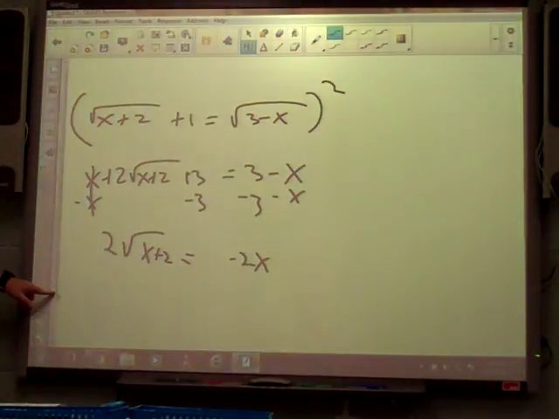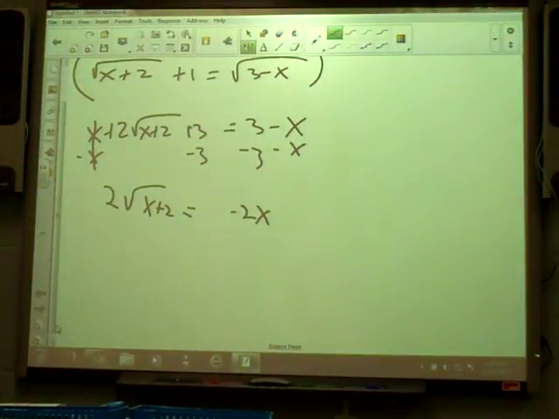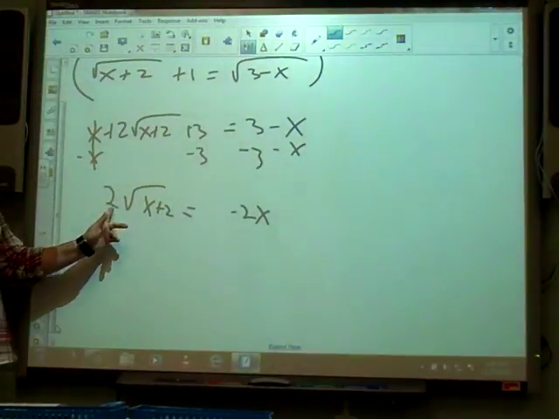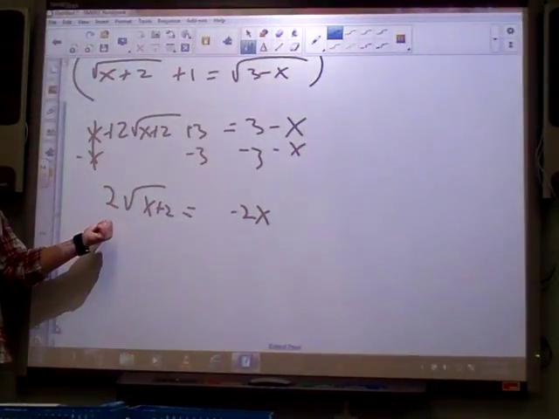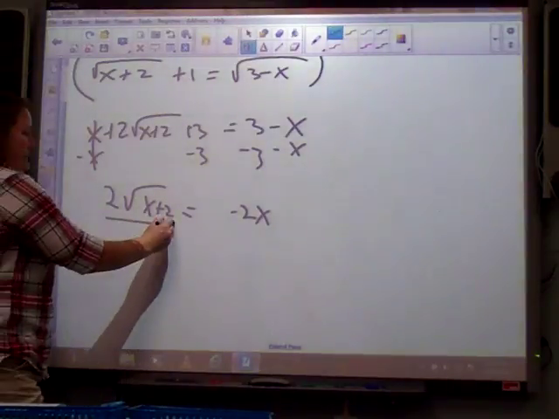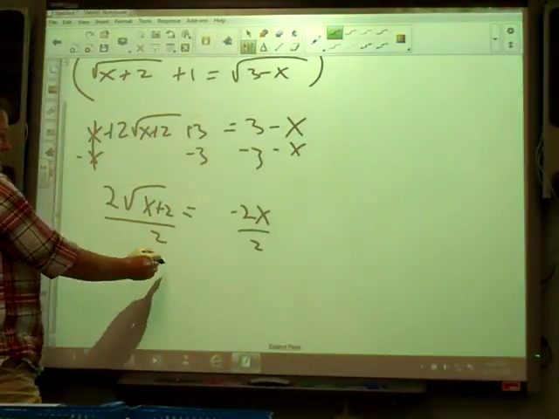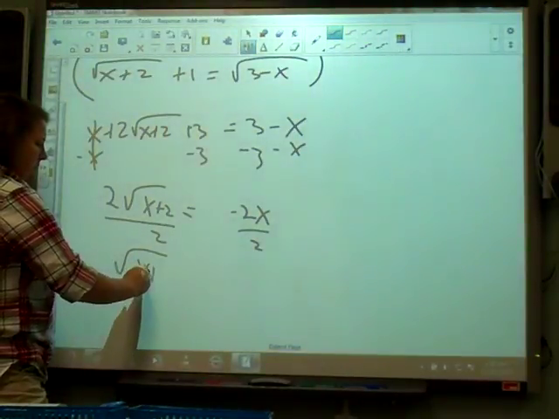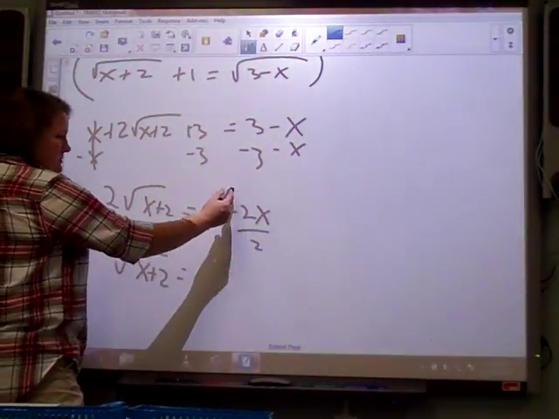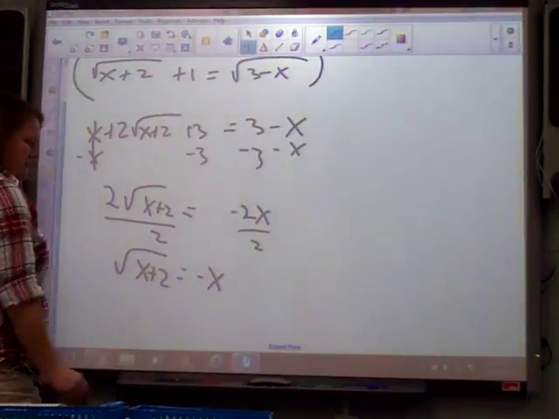Alright, that's going to work a lot in your favor. That was aggravating that I screwed you up, but now it's going to be a lot better because this part still has extra junk being multiplied by 2. We divide by 2, and you could divide by negative, that would be fine. Leaves me with the square root of x plus 2 is equal to negative x.